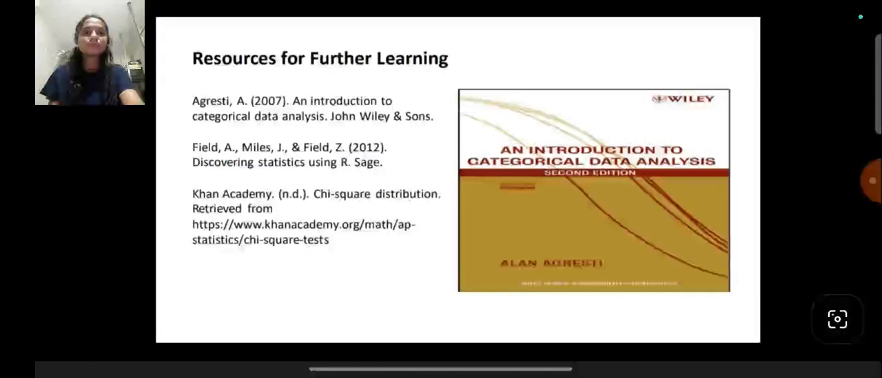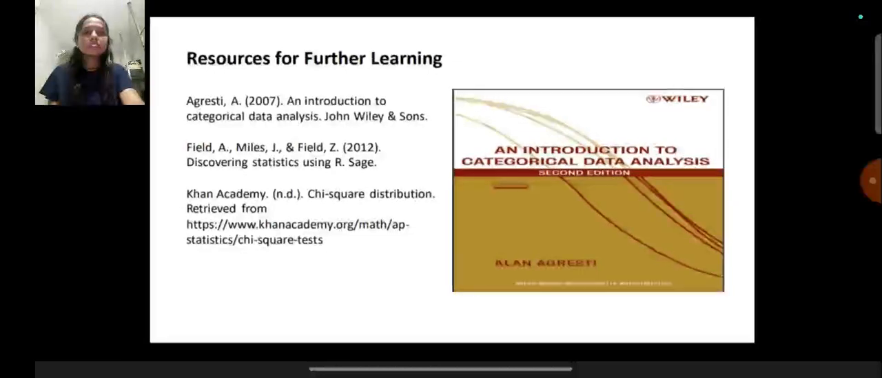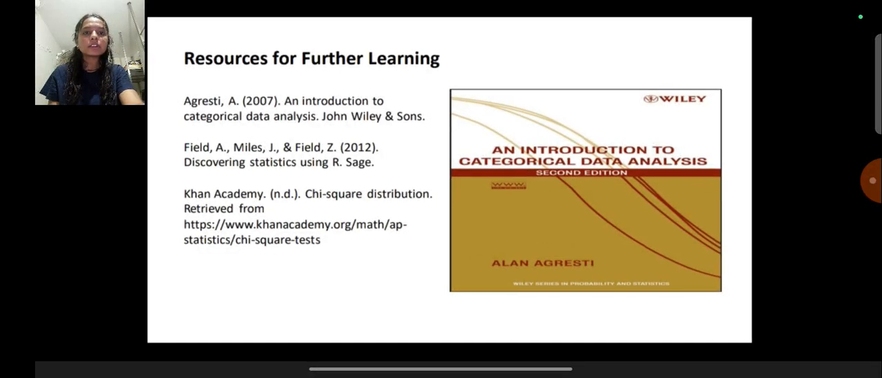And next, resources for further learning. An Introduction to Categorical Data Analysis, John Wiley and Sons, and Field, A., Miles, J., and Field, Z., 2012, Discovering Statistics Using R, Sage. Khan Academy, chi-square distribution, retrieved from statistics or chi-square test.